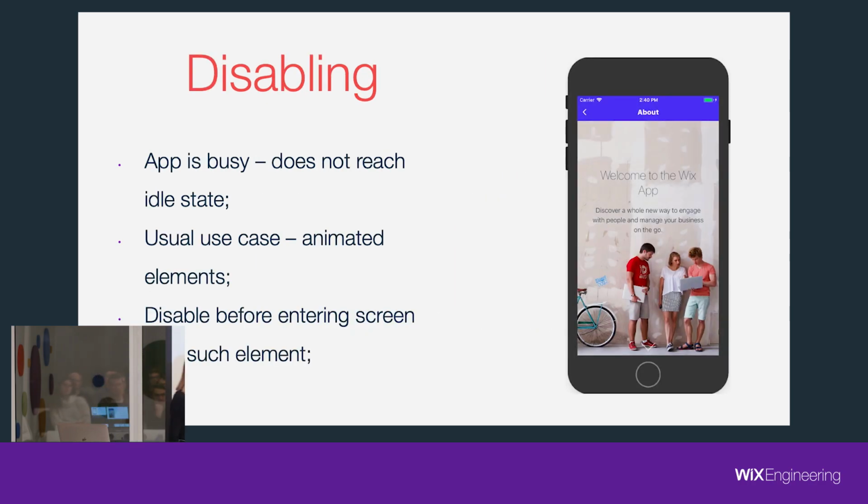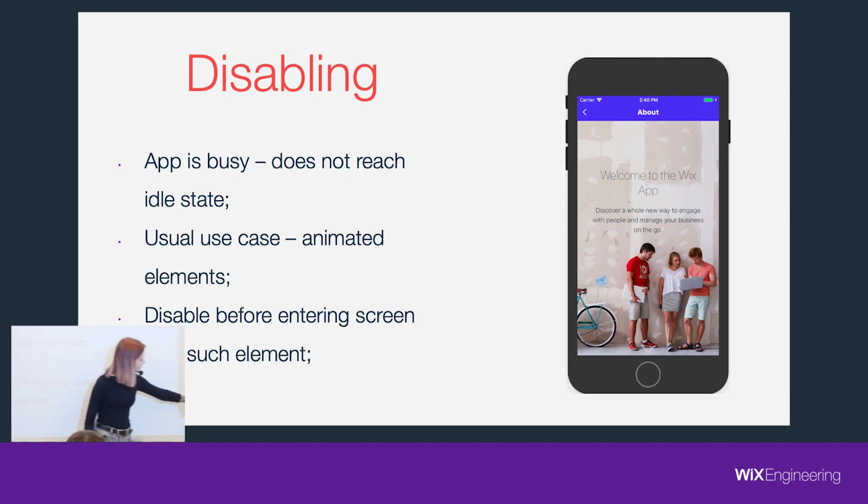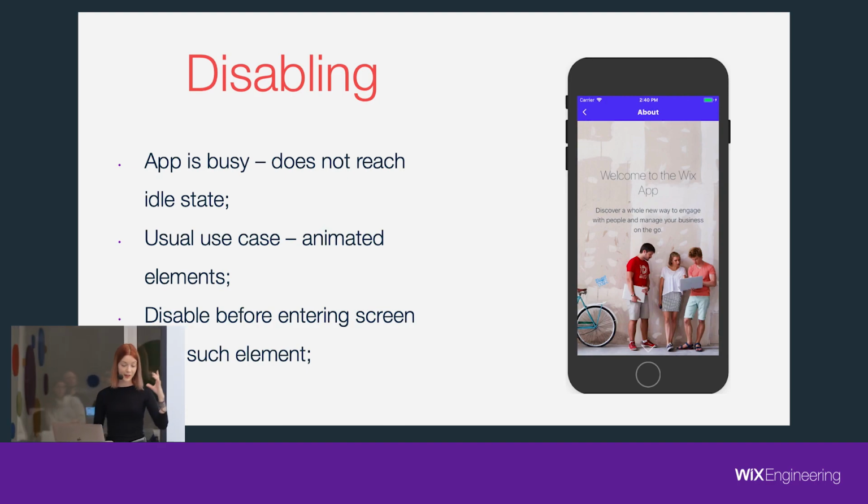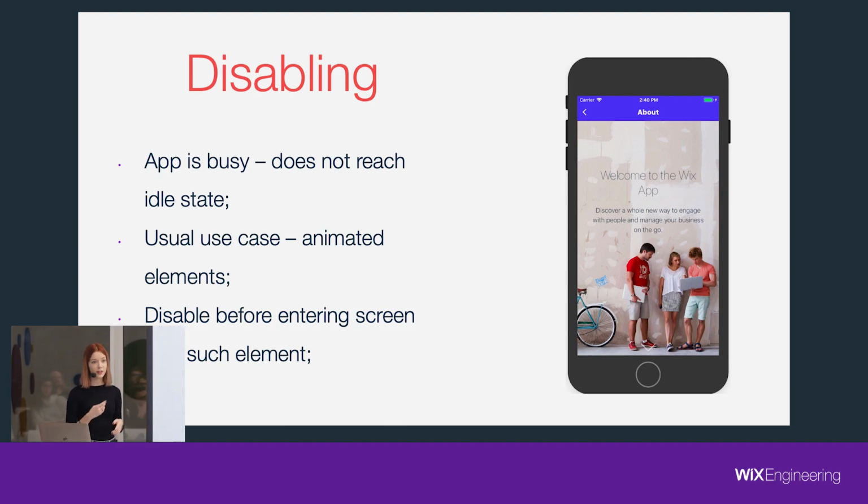An example here, I hope you can see that this is a button that is constantly moving because it's animated to move up and down. So this means that the app is eternally busy while it's on this screen. It does not reach an idle state. So in your test, before going into such a screen, you need to disable synchronization and then go to the screen, and it's automatically idle right now, and then you can perform tests on it.